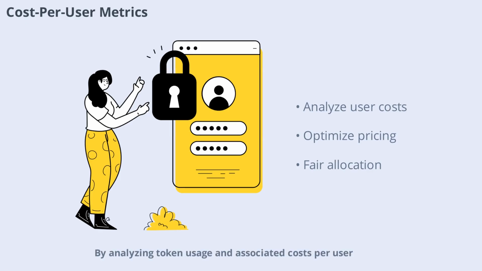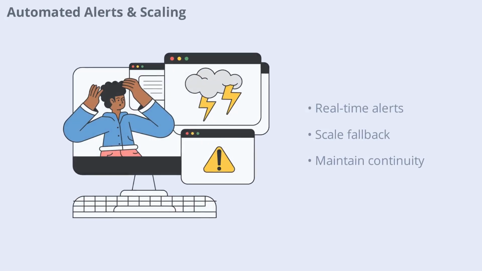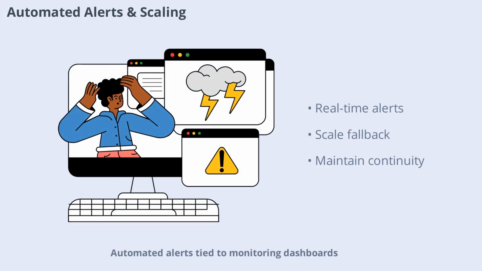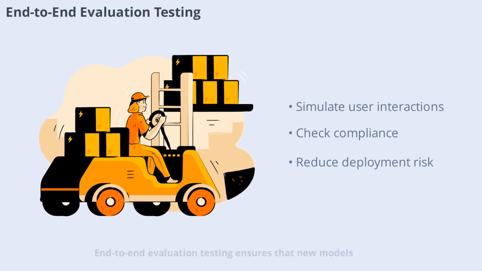By analyzing token usage and associated costs per user, you can identify heavy users, optimize pricing models, and ensure fair resource allocation. Automated alerts tied to monitoring dashboards enable teams to respond quickly to incidents. For example, if rate limit errors spike, alerts can trigger scaling of fallback instances or rerouting of traffic, maintaining service continuity during peak loads.